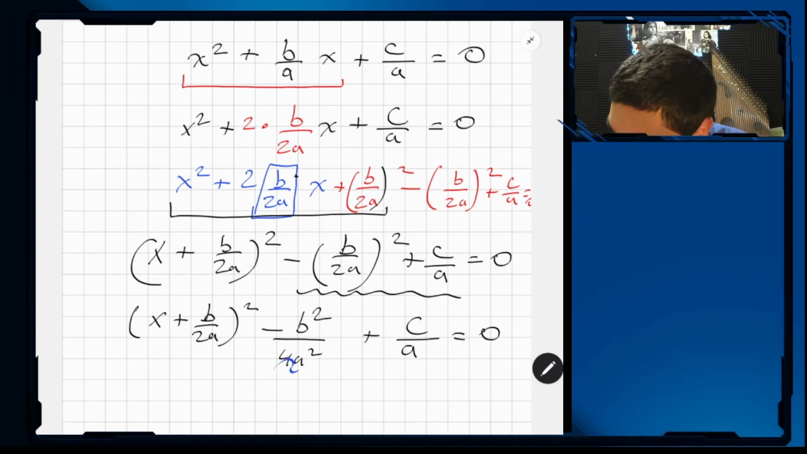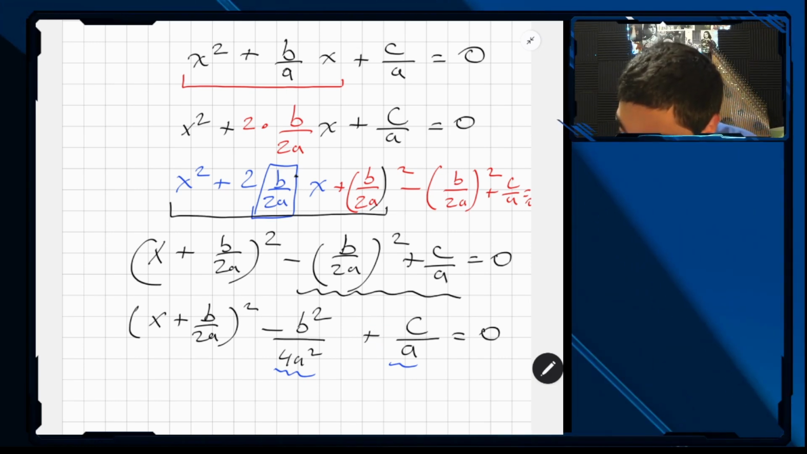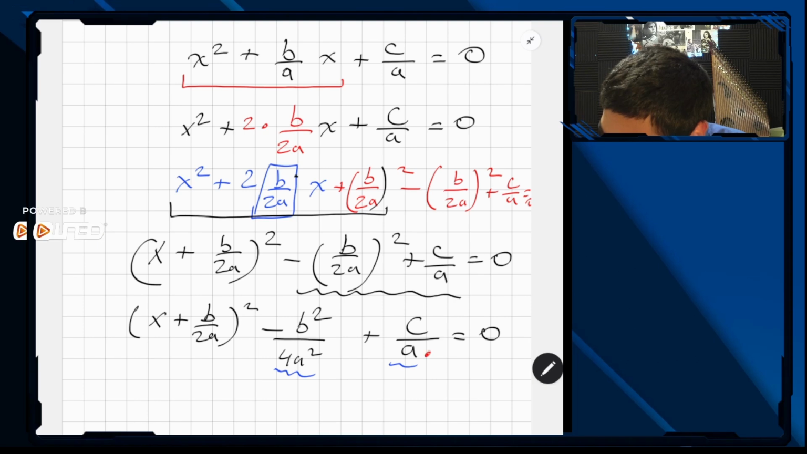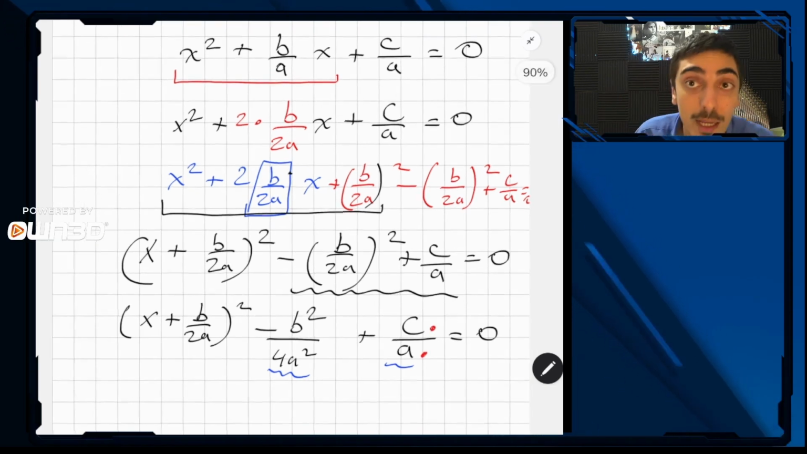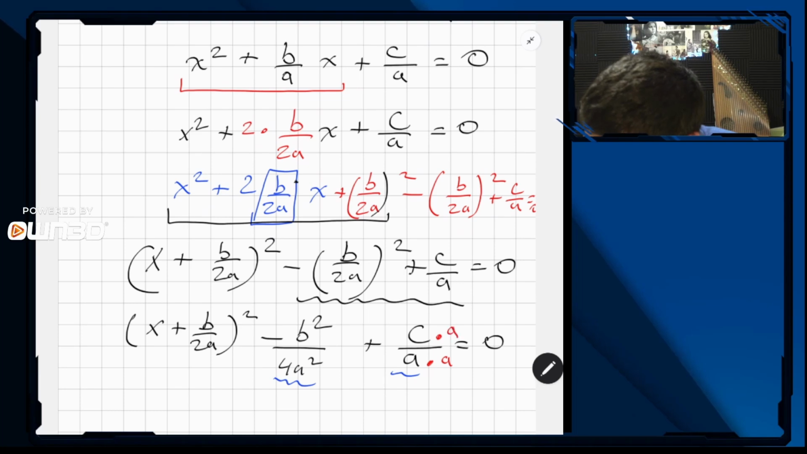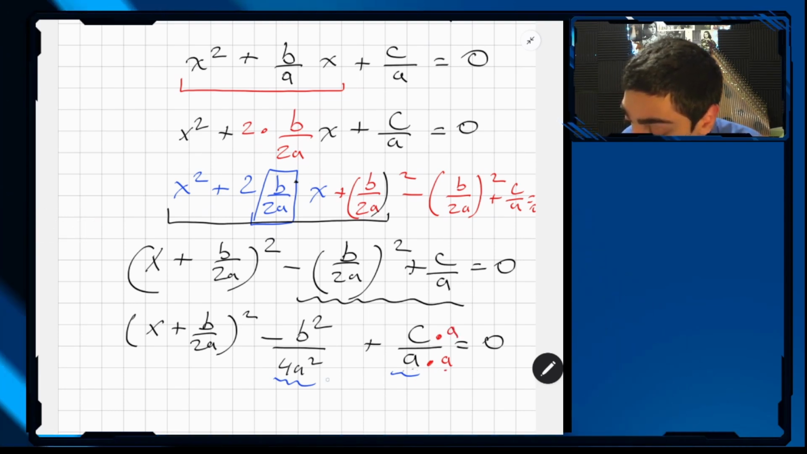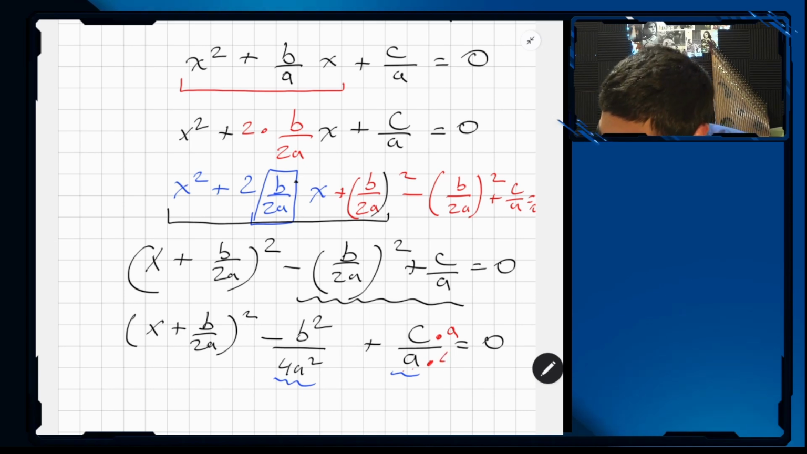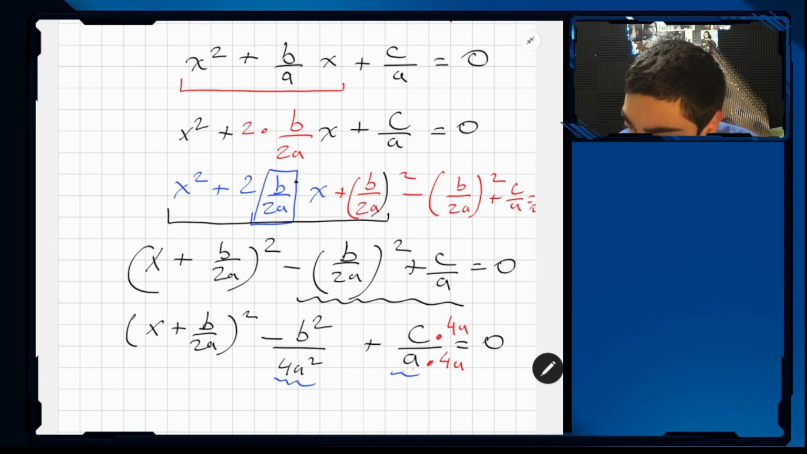And again, here we have work to do. To do this addition, we need a common denominator. What is the common denominator, I hear you ask? I need to multiply here by something to make it 4a squared. What is that something? I need to multiply by an a for a to be a squared. It needs to have an a. But I need a 4 as well, so I need 4a instead of a. And what does this give?